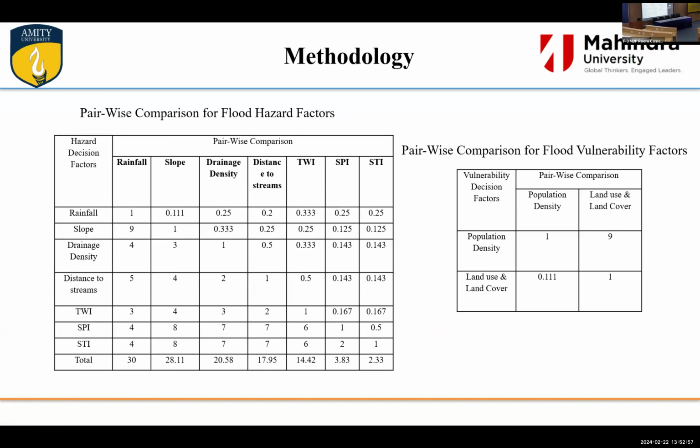After the parameters are given, we go to the AHP procedure, where each parameter is compared with one another and certain values are given. When rainfall is compared with rainfall, since both are the same, we have given the value as 1. This parameter analysis is done based on the literature review. When rainfall and slope are compared, slope has a higher priority and rainfall a lower priority, so this is considered as 0.11. In such a way, for both flood hazard as well as flood vulnerability, the AHP process is done. For both of them, pairwise comparison for each parameter is calculated.